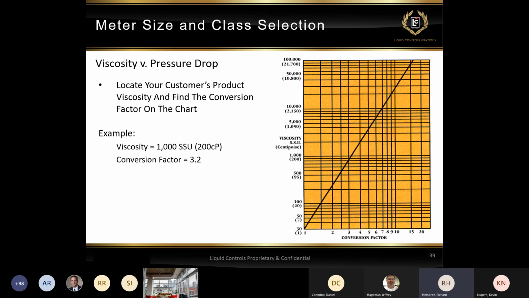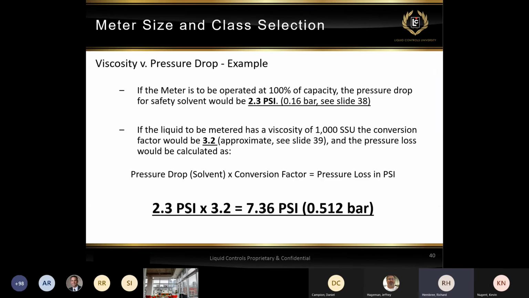But once we start adding viscosity, that's when we need to use a conversion factor. In this chart, say for instance 1000 SSU, if you follow that up on the left-hand side and come across to where it intersects, it's a 3.2 conversion factor. So we need to take that conversion factor and apply it to our basic pressure drop across that meter. And this slide gives those numbers.